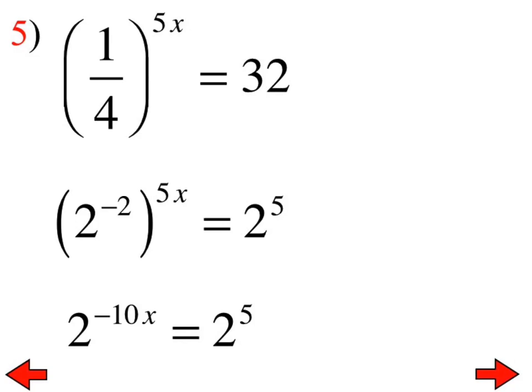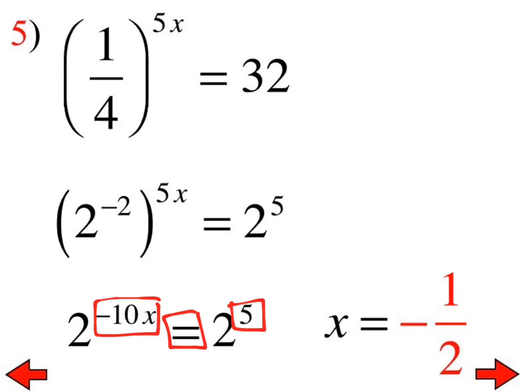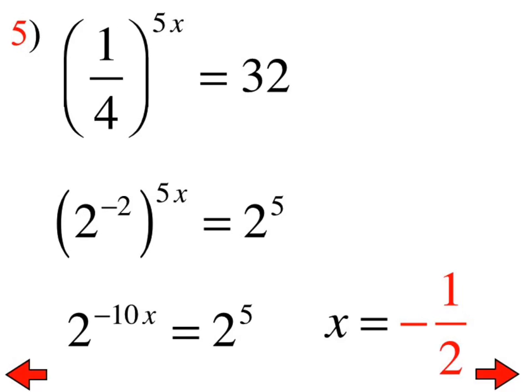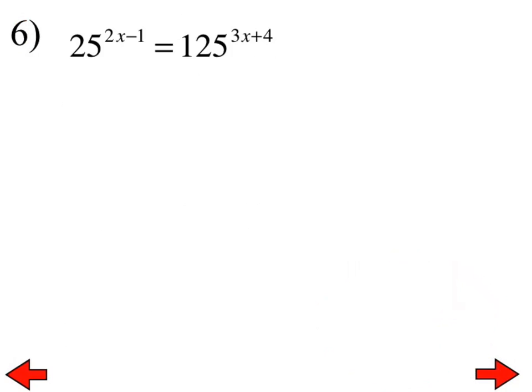And so now, using the property of exponential equations, we can set the exponents equal to each other because of the fact that the bases are the same. And so x is equal to negative 1/2. And once again, that comes from the fact that we have negative 10x equal to 5. And when we solve that, kind of out of room here, but we get x to the negative 1/2 power. So the key here is making sure you have a common base.